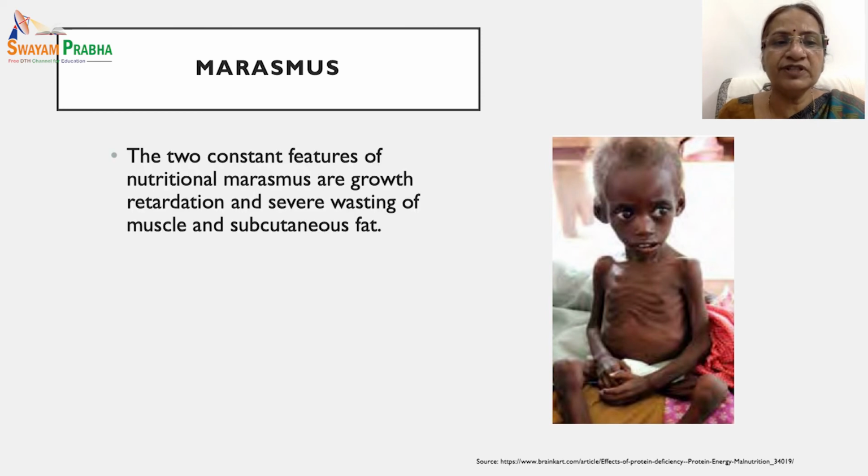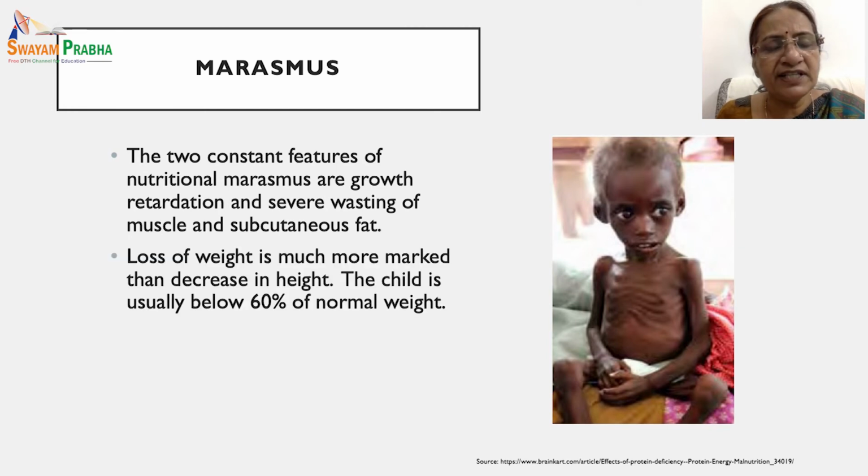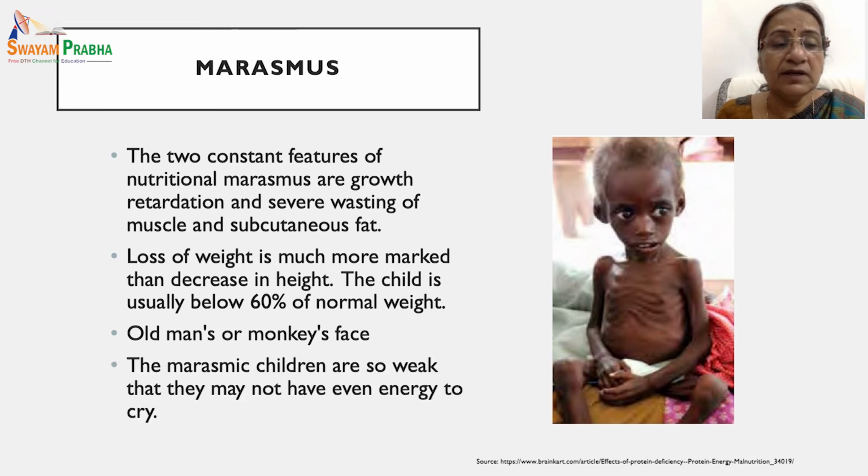The two constant features of nutritional marasmus are growth retardation and severe wasting of muscle and subcutaneous fat. Loss of weight is much more marked than decrease in height. The child is usually below 60% of normal weight. Old man's or monkey's face is the characteristic symptom. The marasmic children are so weak that they may not have even energy to cry, which most often is barely audible.